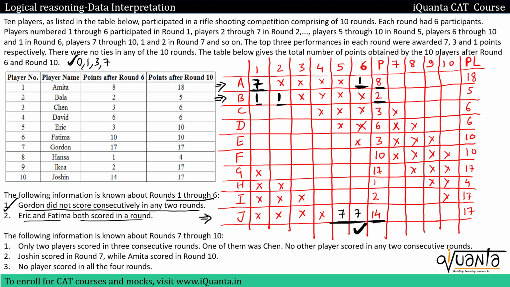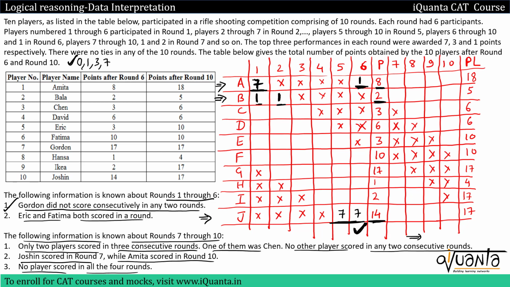Let us also keep filling the later part of the table, that means from round 7 to 10. Let us read the condition. The following information is known about round 7 to 10. Only 2 players scored in 3 consecutive rounds. One of them was Chen. No other player scored in any 2 consecutive rounds. Joshin scored in round 7 while Amita scored in round 10. No player scored in all the 4 rounds.